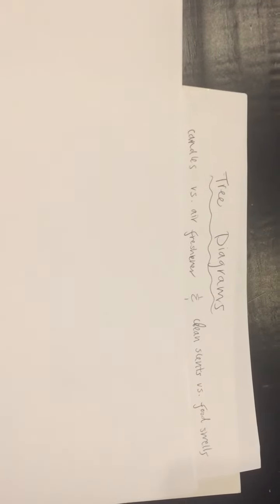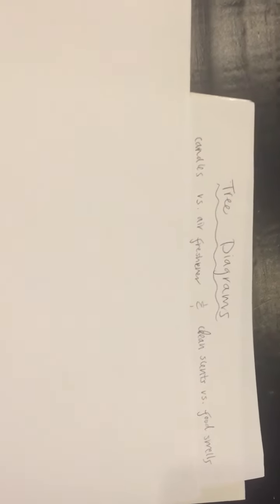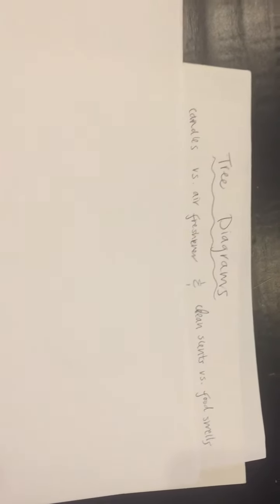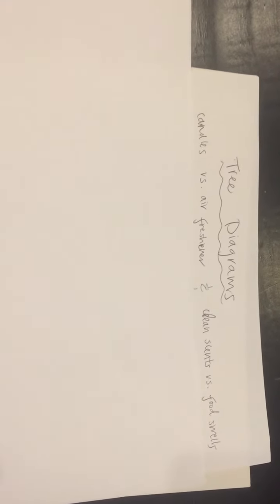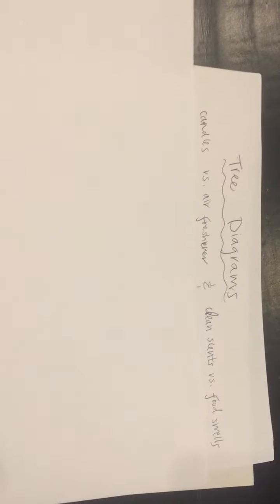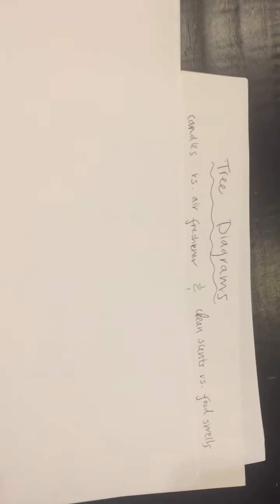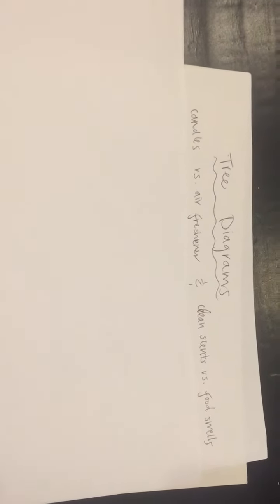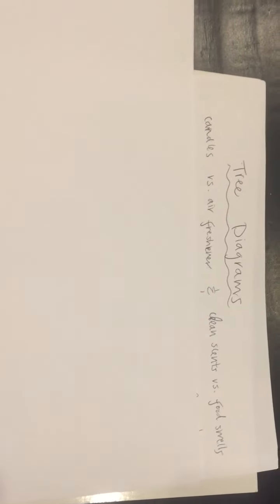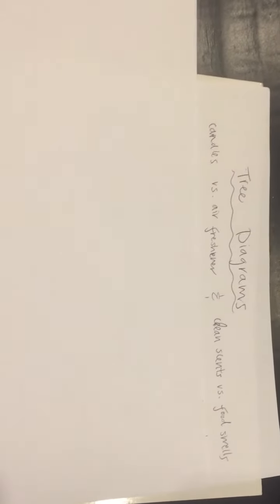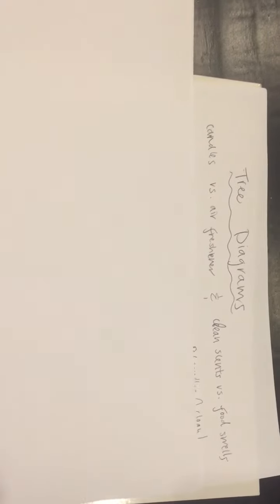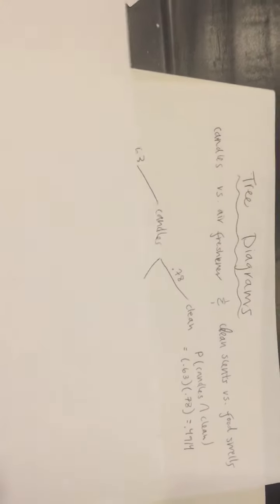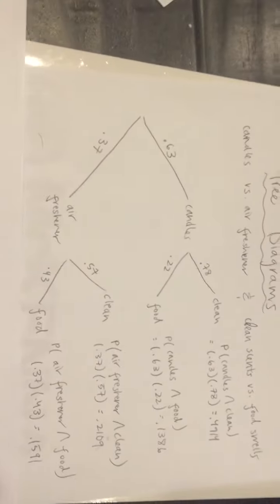So we're going to be looking at candles versus air fresheners and clean scents versus food smells. Everyone wants their house to smell nice, but a lot of people have different ways of doing it. We're going to be looking at the probability of people having candles versus air fresheners, and if they like clean scents like flowery smells or clean cotton or clean linen, versus food smells like cookie or apple pie or oranges or strawberries, etc. So this is our tree chart.